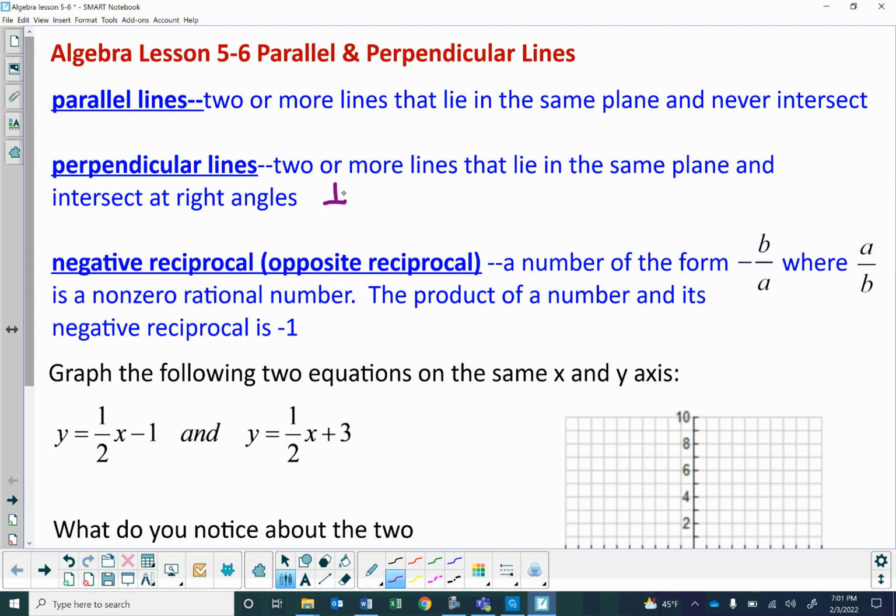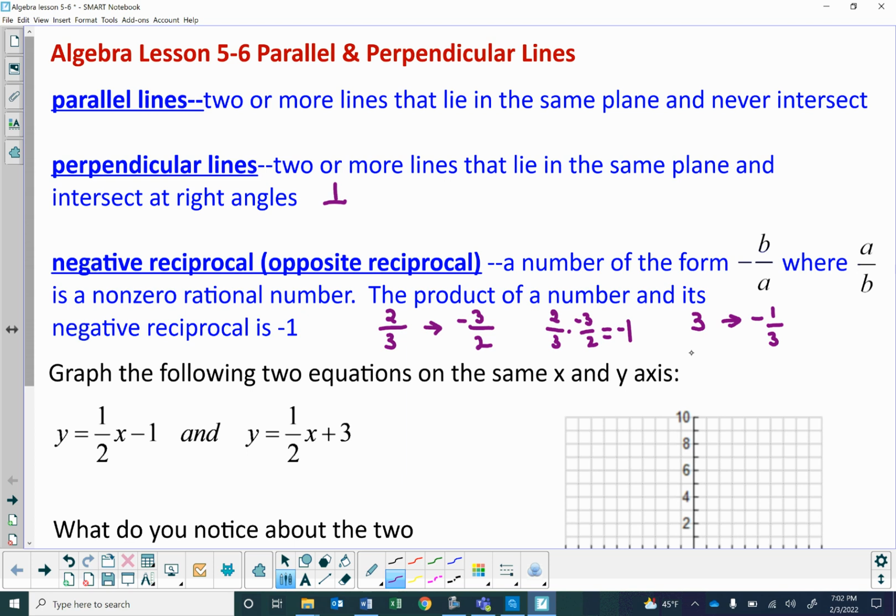A negative reciprocal, sometimes referred to as an opposite reciprocal, is a number of the form negative b over a, where a divided by b is a non-zero rational number. The product of a number and its negative reciprocal is -1. For example, if I had the number 2/3, its negative reciprocal would be -3/2, because 2/3 times -3/2 equals -1. Any whole number, like 3, has a negative or opposite reciprocal of -1/3.